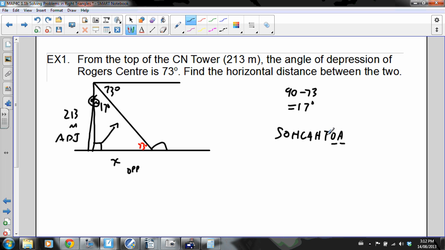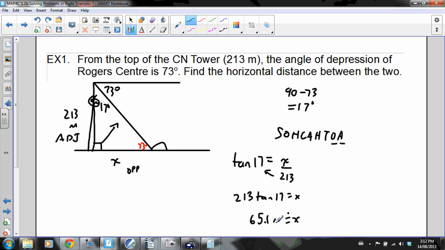Opposite and adjacent, I'm going to use the tangent. So the tan of 17 degrees is opposite over adjacent. Solving for x, all I have to do is get rid of the 213. Opposite of dividing is multiplying. 213 tan 17. Put that in my calculator in one step.